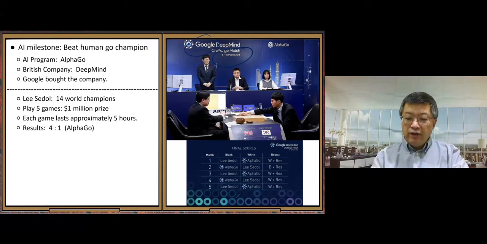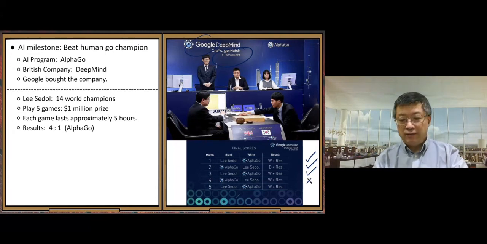The first one, AlphaGo was white. White won. The second one, AlphaGo was black. Black won. The third one, AlphaGo was white. White won. The fourth game, AlphaGo was black. White won. So Lee Sedol won the fourth game. Then the last game, AlphaGo was white, and AlphaGo won.